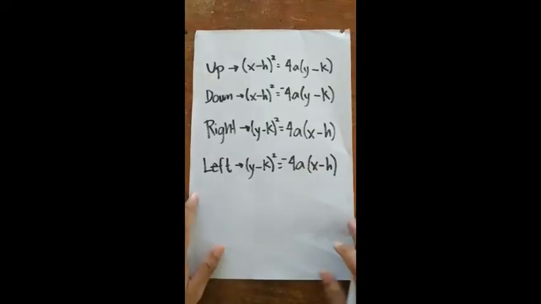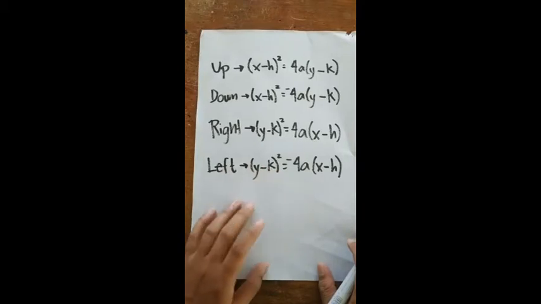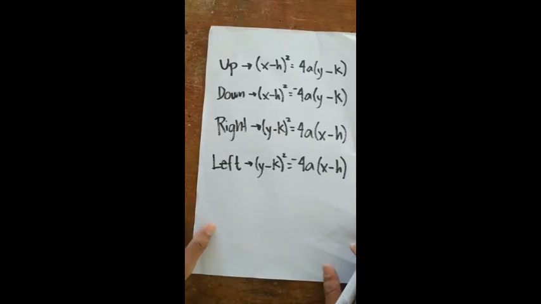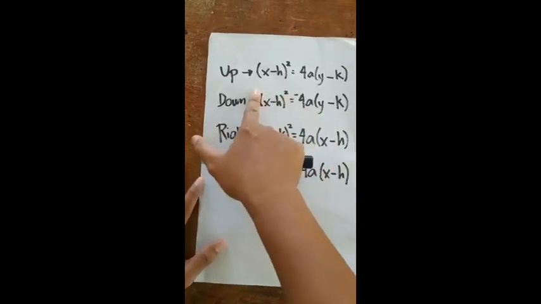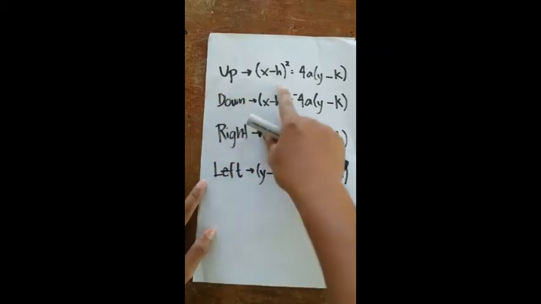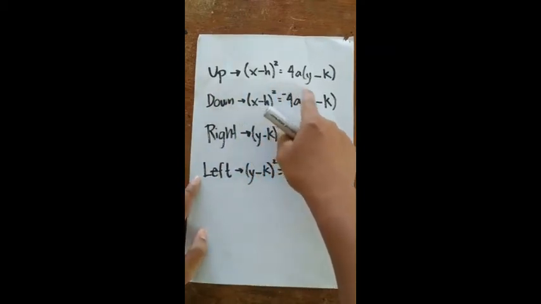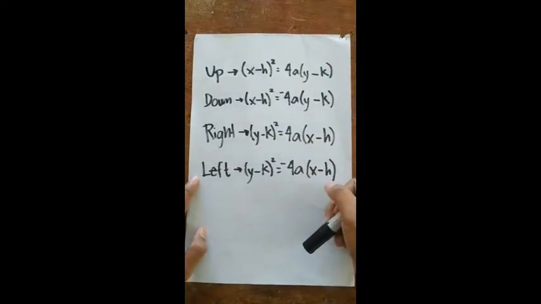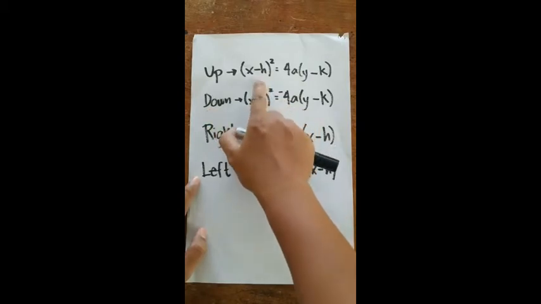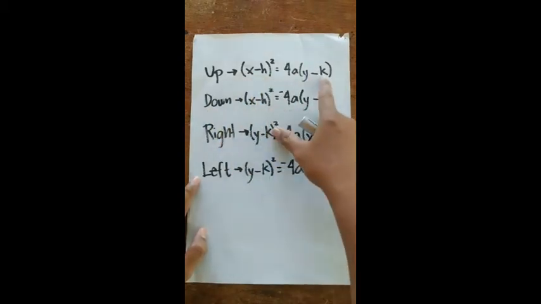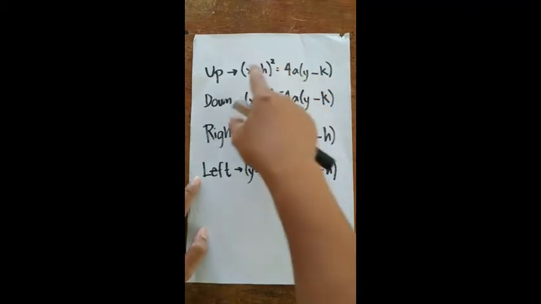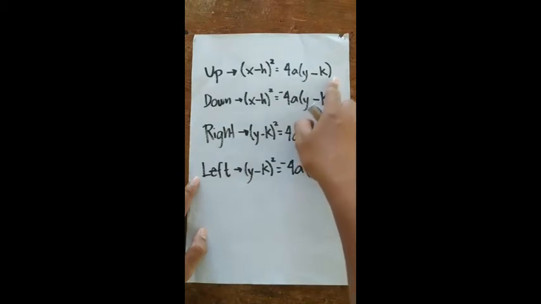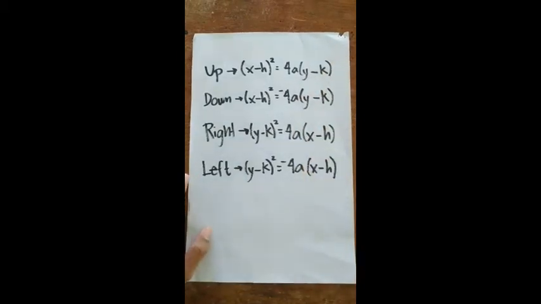Good day. You need to remember the following properties of a parabola with vertex at (h, k). The standard equation when the parabola opens upward is (x − h)² = 4a(y − k). It's basically the same as vertex at the origin, but the difference is that in x we have this h and in y we have this k. When we have x, it will be with h, and when we have y, it will be with k, because its vertex is not at the origin.